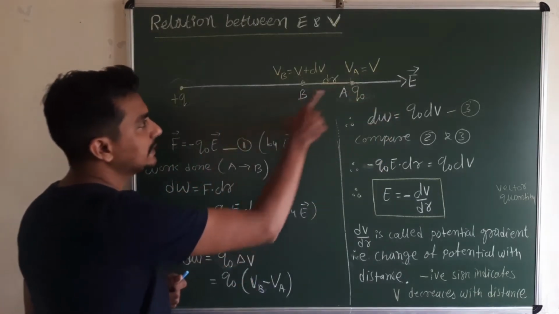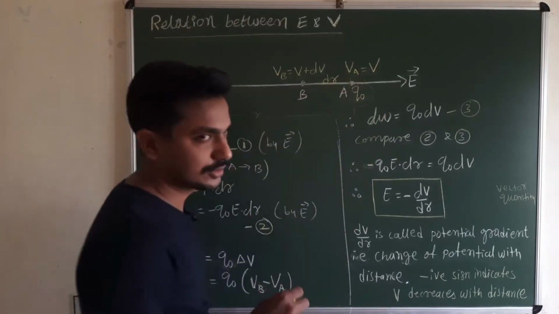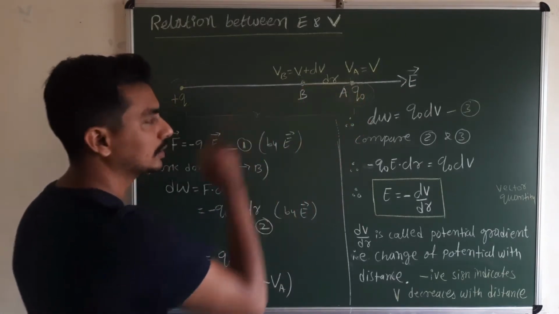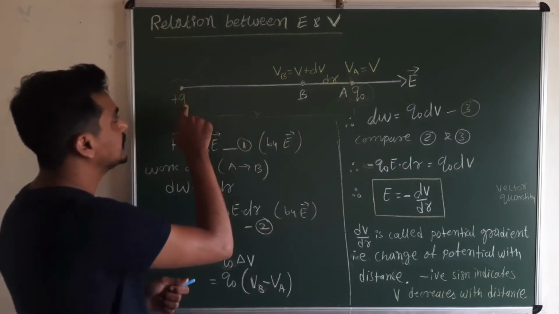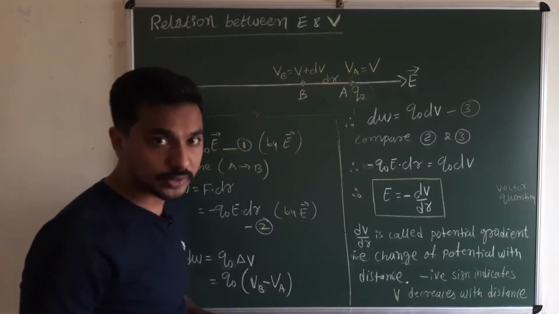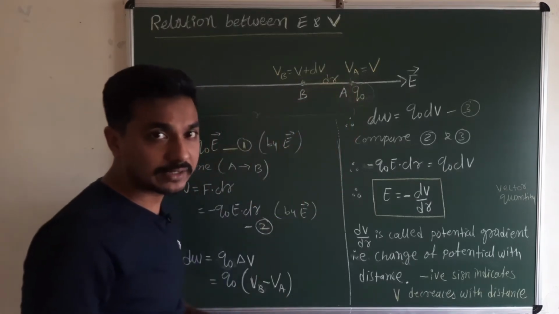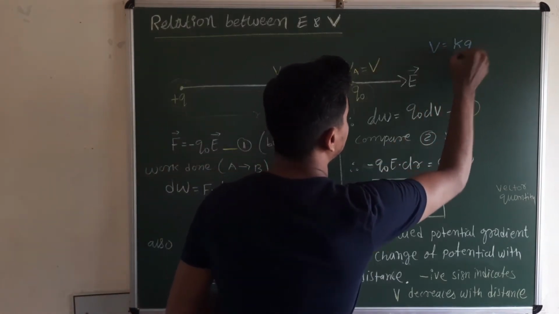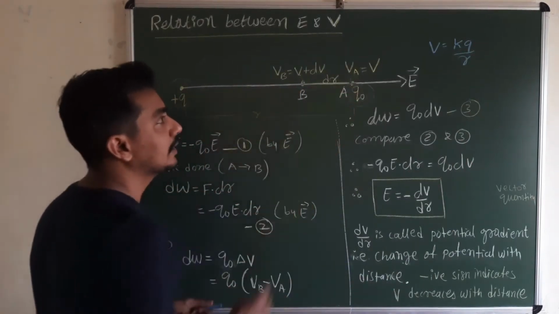At a distance r, let us say we have a test charge Q naught. It's a test charge which we are going to move from one point to another point. Due to the source charge at this particular point, we have some electric potential, which is given by V equals KQ by R.